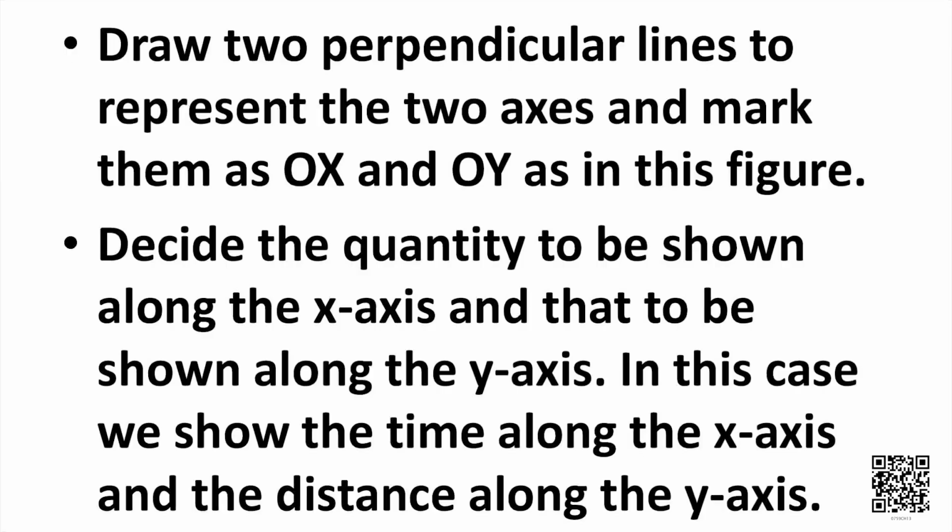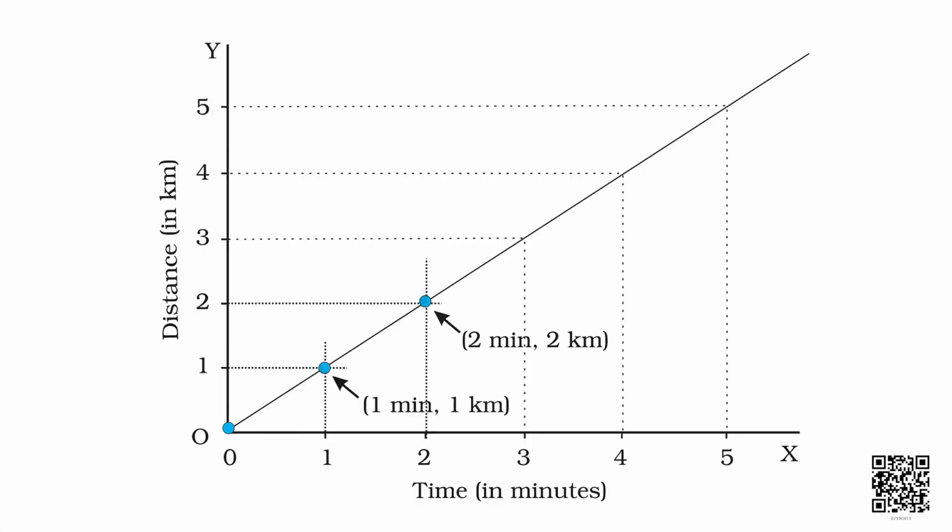So now let us make a graph by following certain steps. The steps are as follows, students. We will draw two perpendicular lines to represent the two axes and mark them as OX and OY, just like in this figure. Then we will decide the quantity to be shown along the x-axis and that to be shown along the y-axis. In this case, we show the time along the x-axis and distance along the y-axis. Then we will choose a scale to represent the distance and another to represent the time on the graph. For the motion of the car, scales could be like time 1 minute equals 1 centimeter, and distance 1 kilometer equals 1 centimeter.